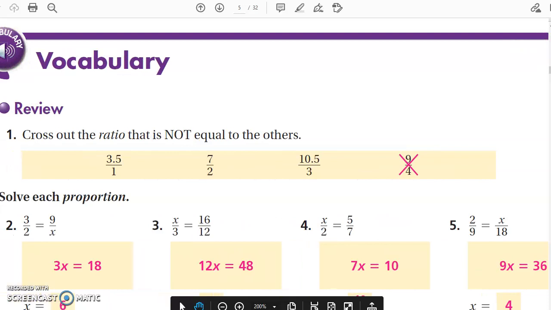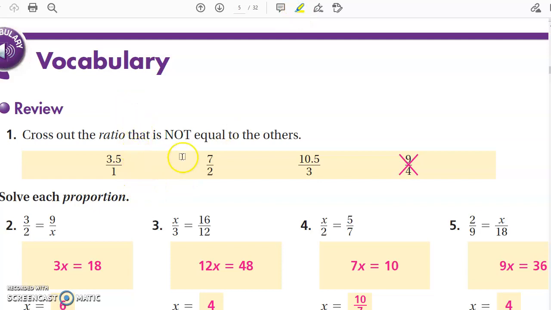Zooming in, we have 3.5 to 1. So it's a 3.5 to 1 ratio. Pretend this is bacon, and these are people. One person gets 3.5 pounds of bacon. Everyone loves bacon. So 2 people get 7 pounds of bacon. 3 people get 10.5 pounds of bacon. Is this going up the same amount every time? Yes. 3.5 to 7 to 10.5.